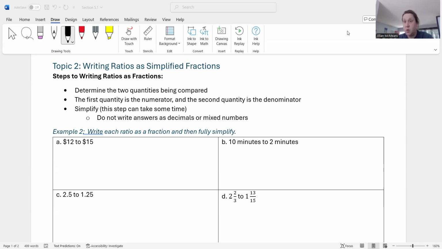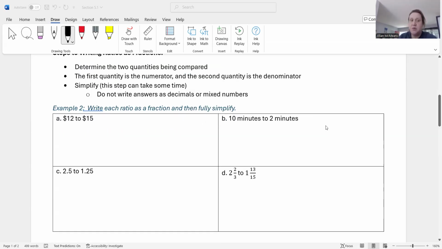Some of these, where the two quantities start out as integers, we can just simplify them like we would a regular fraction. But in some cases, our quantities may be given to us as fractions, decimals, or mixed numbers, and those require some finessing to simplify them. Okay, so let's take a look at some of these.